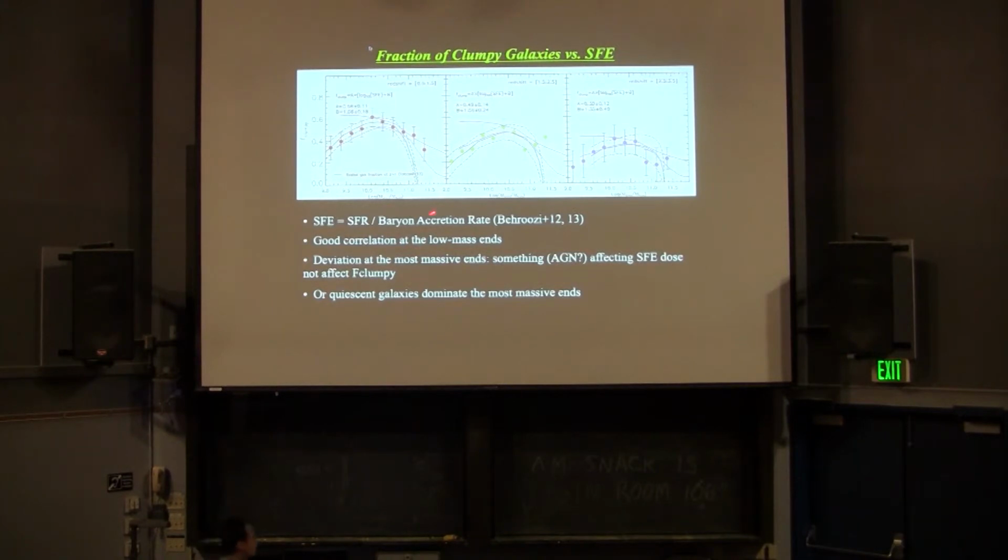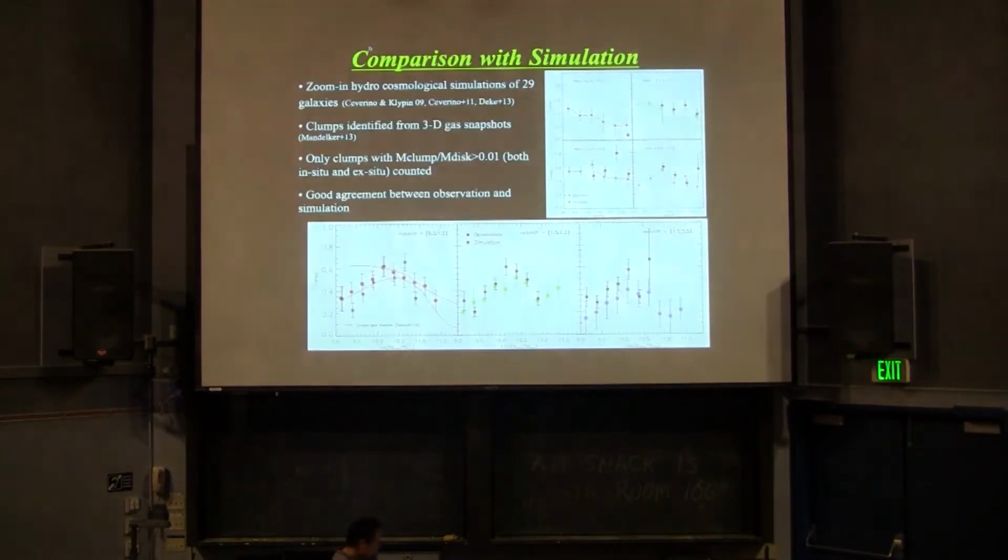Or it could be that at the high mass end, we are only talking about star-forming galaxies here, but the number density of quiescent galaxies actually dominates the high mass end. And those galaxies are non-clumpy galaxies. It may be able to drop the clumpy fraction to the prediction of star formation efficiency.